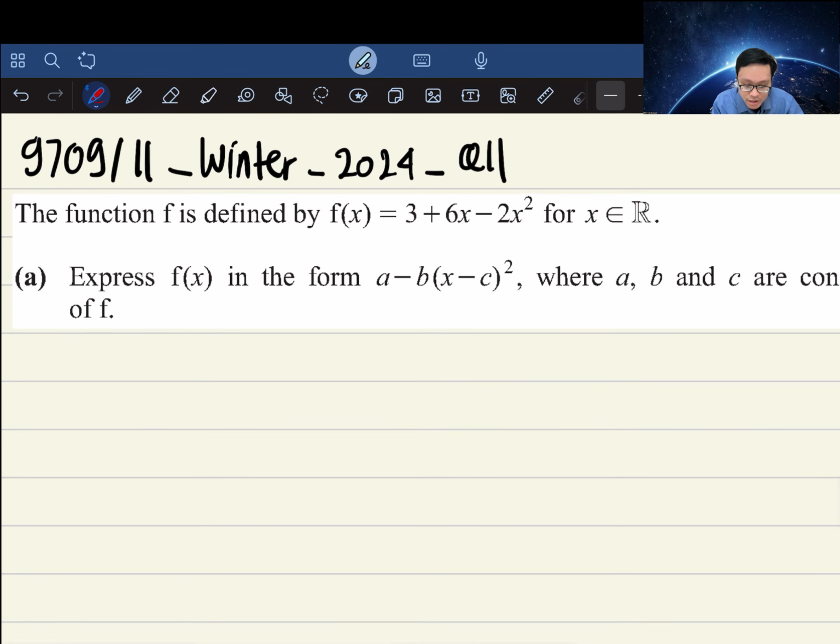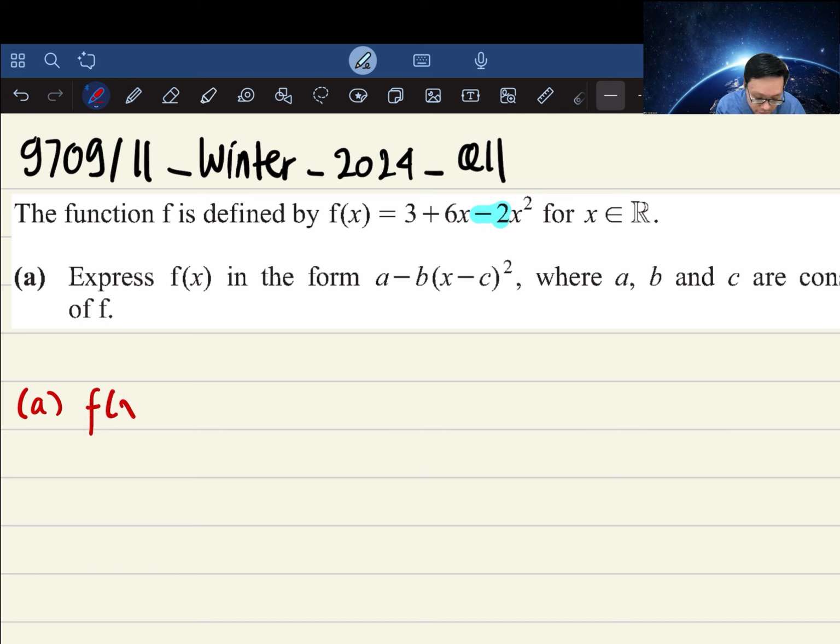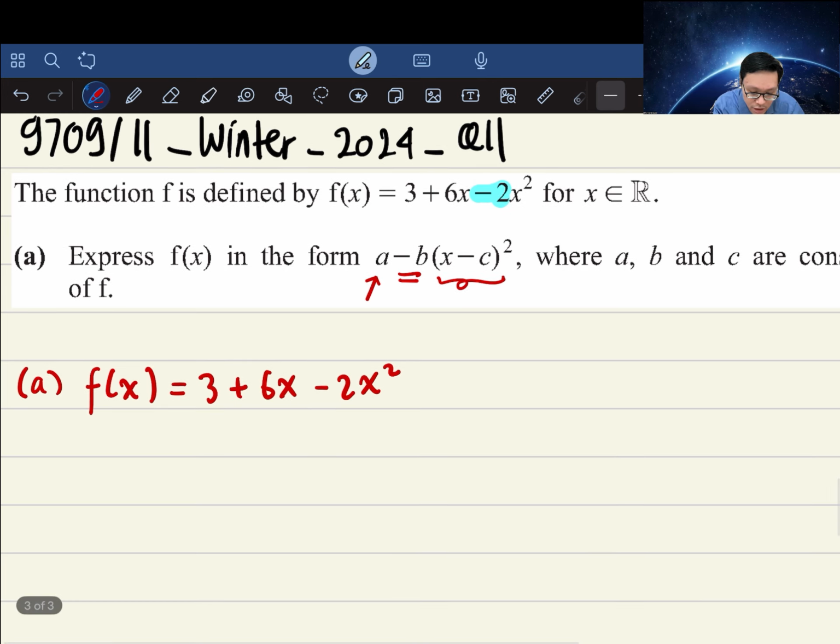So, what is the difference between this question and the previous one? For this question, the x squared coefficient is negative. So it's a little bit more complicated, but it's not that hard. So let's take a look at this. We have f(x) equals 3 plus 6x minus 2x squared. Like with the previous question, the coefficient is taken out from the completing-square part only. This one is not. So we only take out the minus 2 from the first two terms.